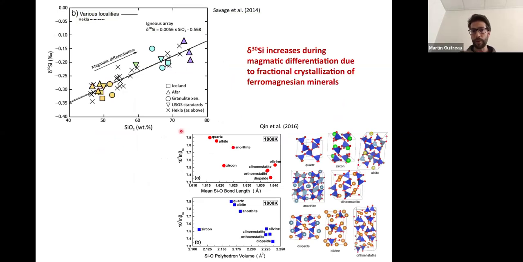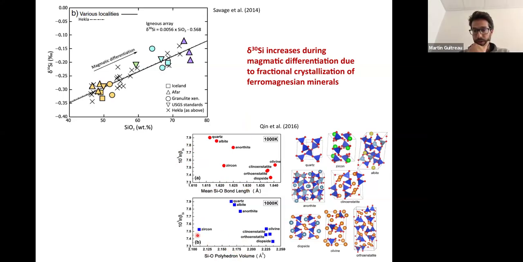This is not surprising since, as I said, due to vibrational energy in the bonds between atoms, there will be fractionation depending on the type of mineral that you will form. And here you can see some ab initio calculations of isotopic ratios. These are theoretical isotopic ratios depending on the bond length and on the polyhedron volume.